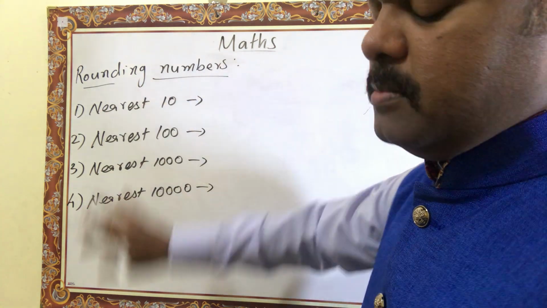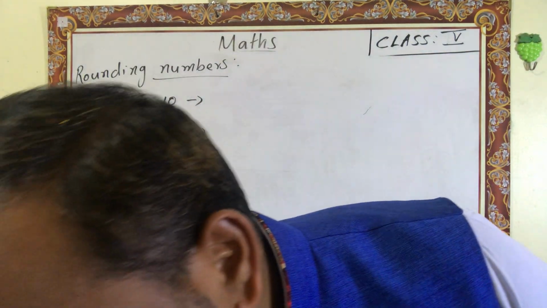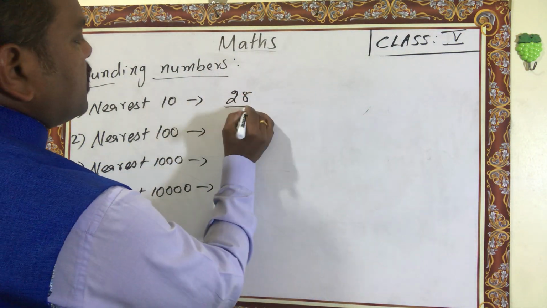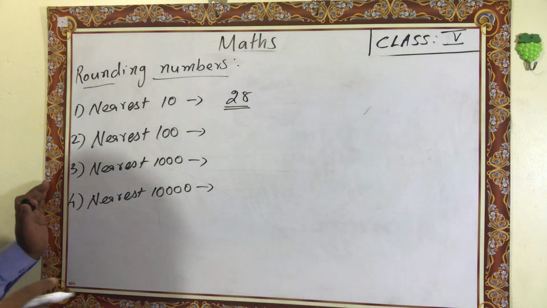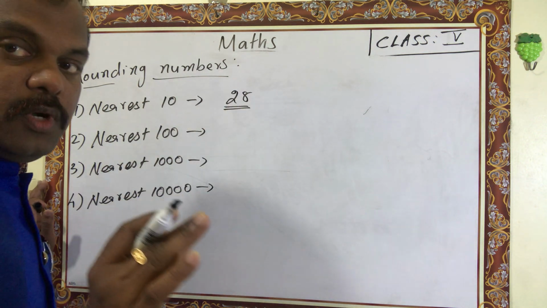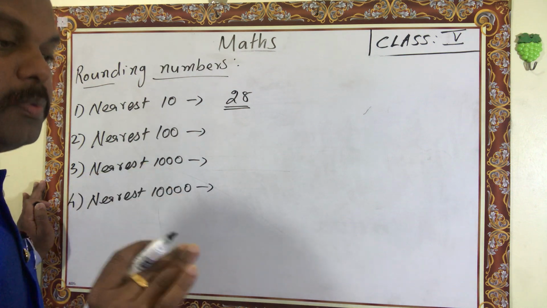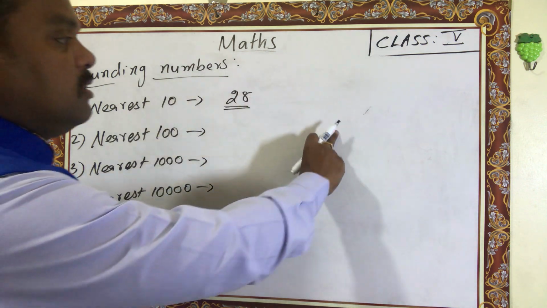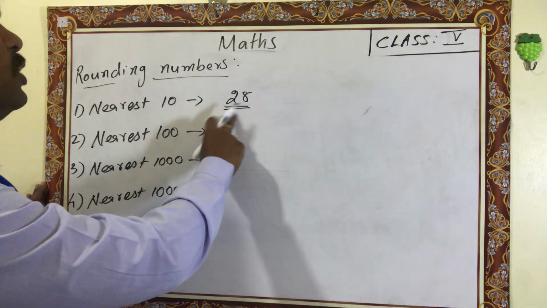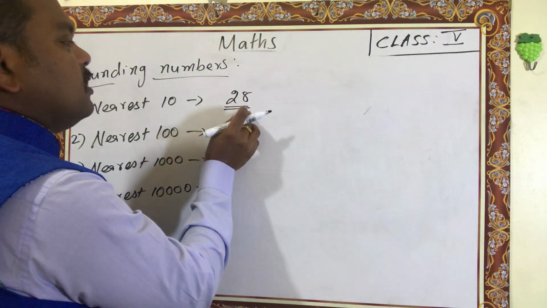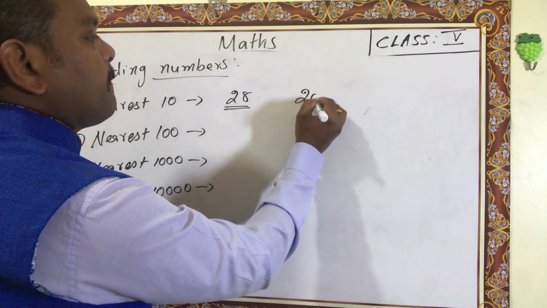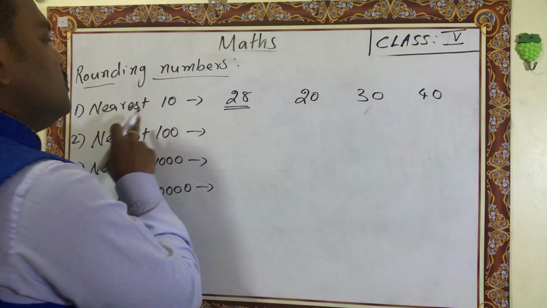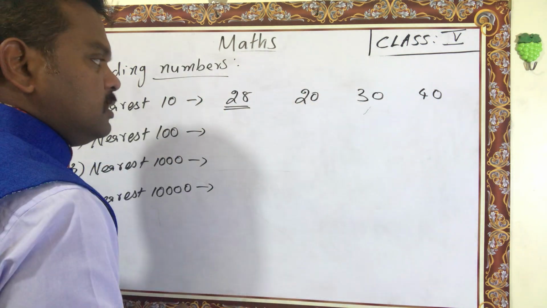First one, nearest 10. From your book, I will give some examples. Our question is 28. Round this number to the nearest 10. As I told already, answer should be the multiple of 10. So 10, 20, 30, 40, like that. Here is 20. After that 30 will come. After that 40 will come. So these are the multiples of 10.